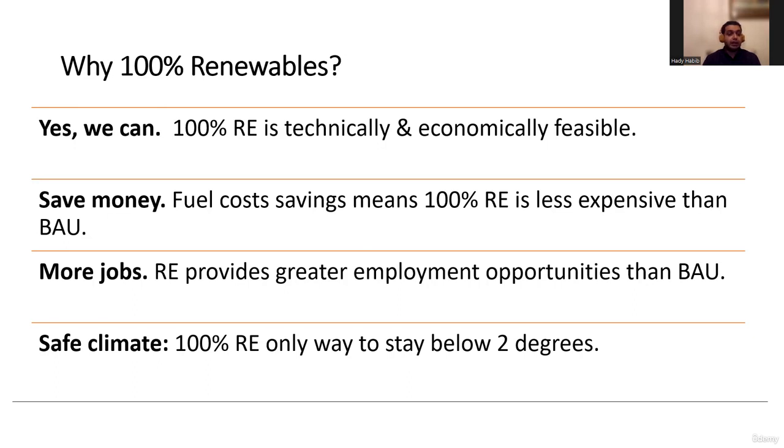Number four, and I believe this is the most important reason why we turn to 100% renewable energy, is because 100% renewable energy is the only way to stay below 2 degrees to face the climate change that we are living in now. So 100% renewable energy has a very big role to play in facing the climate change and saving the climate.